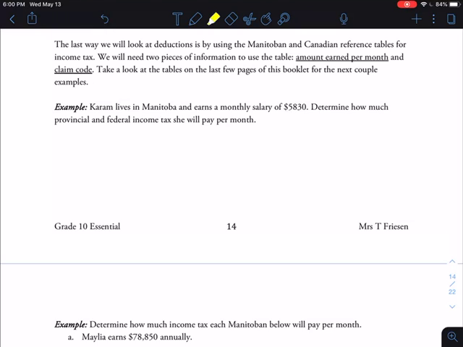Let's take a look here. We need to know the amount earned per month and then the claim code. And pro tip here, our claim code for this whole unit is going to be claim code 0. If you were using a claim code that's not 0, it would be a special circumstance, and that does happen. The reason I wanted to bring that up is that you might learn to do your own taxes in the future, and then you would know that the claim code is important.